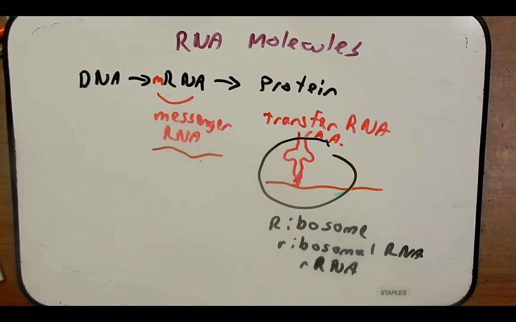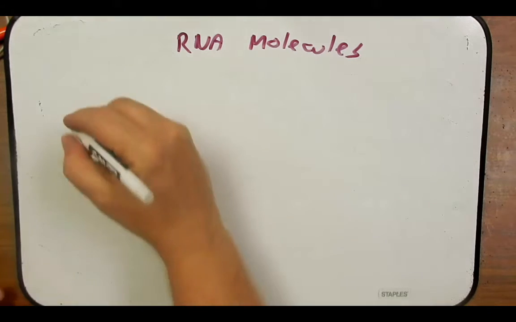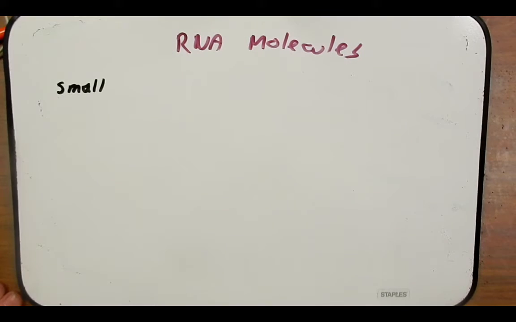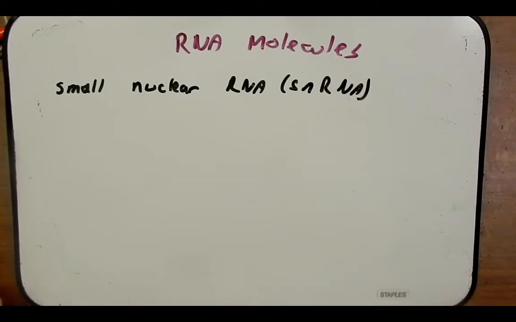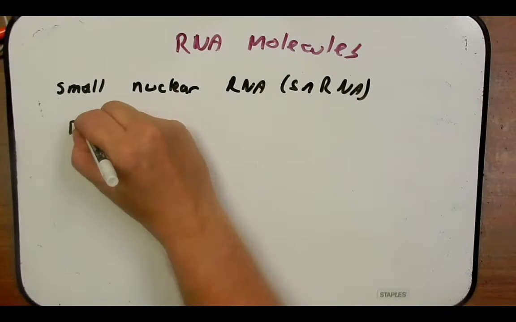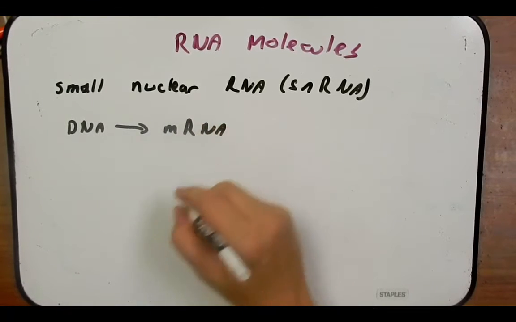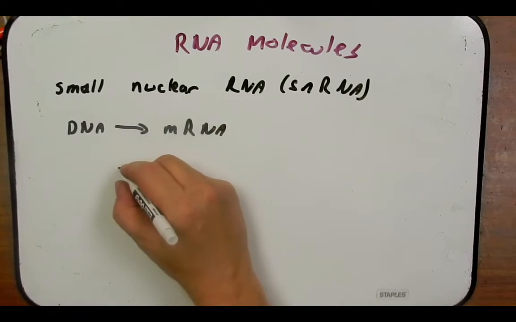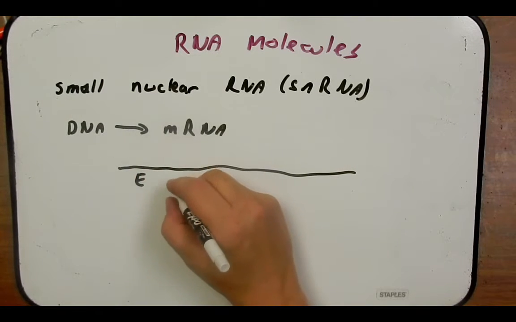Now, I want to bring up some other RNA molecules that you may have been taught about in some other classes, or maybe you haven't been. So I want to make sure these are all on our radar as well, because they all play a role in gene expression. The next one I want to talk about are these small nuclear RNA, or snRNA. Remember that when DNA is transcribed into messenger RNA, what is produced is an immature RNA that contains a mixture of exons and introns.